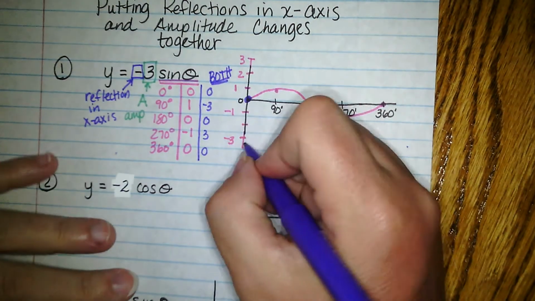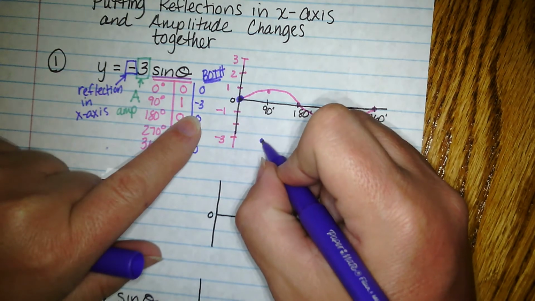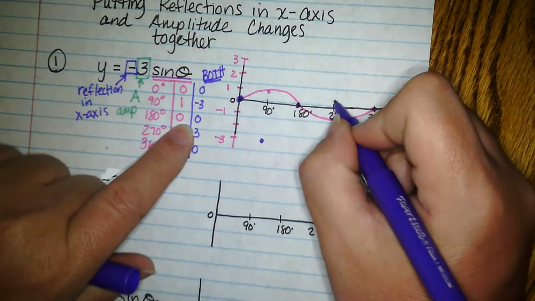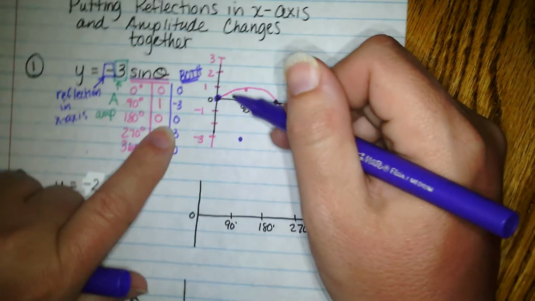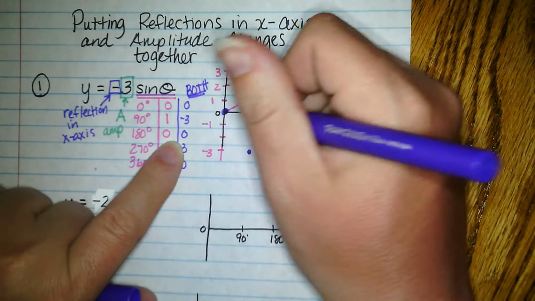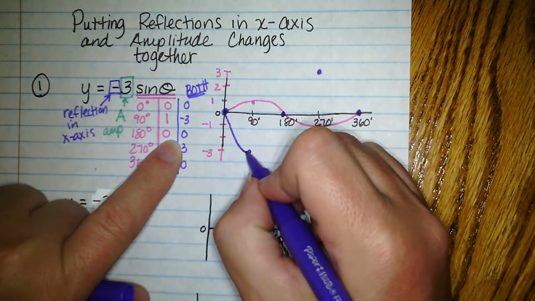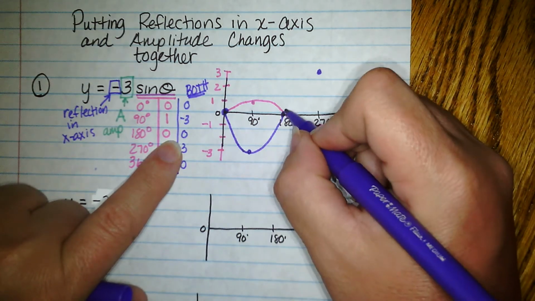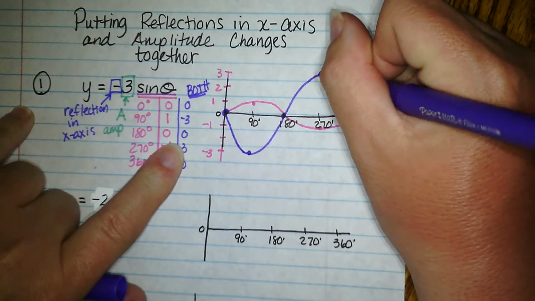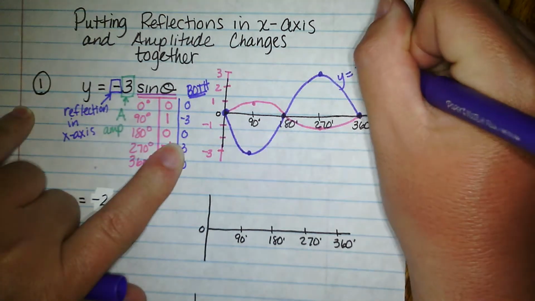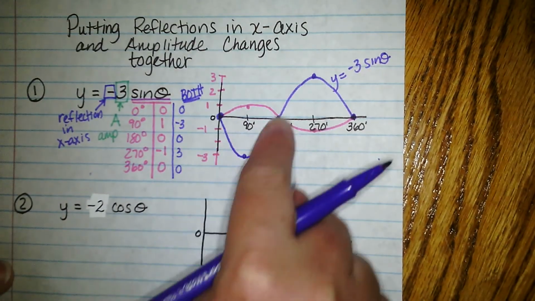And here is our graph: down to -3, then to 0, then to +3, then to 0. So instead of it starting at 0 and going up, it's going to start at 0, go down. That's that reflection. And the stretch is 3 times as big. And then 0, and then stretch up to 3, and then back to 0. So this one is y equals -3 sine theta. Okay, this is what my graph would look like.